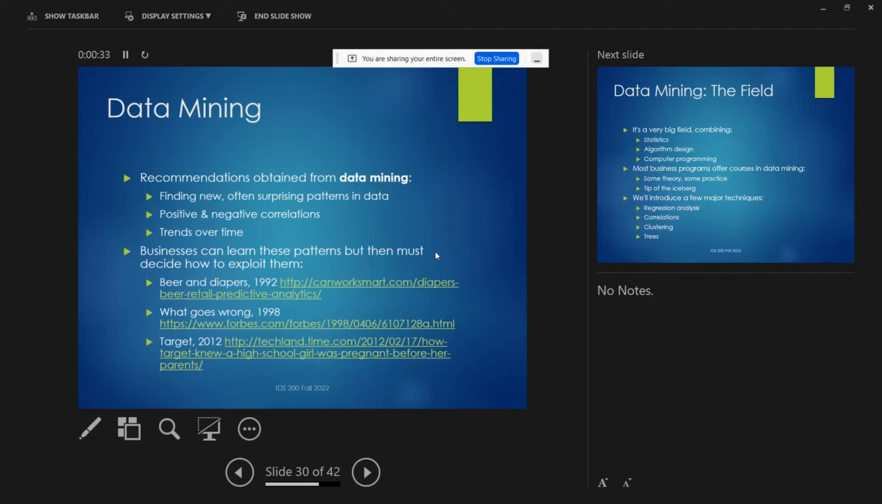You can say, well, people in this zip code tend to buy this mix of products, so those are the things we'll put in the catalog, right? Other stuff, what else can you do with data mining?